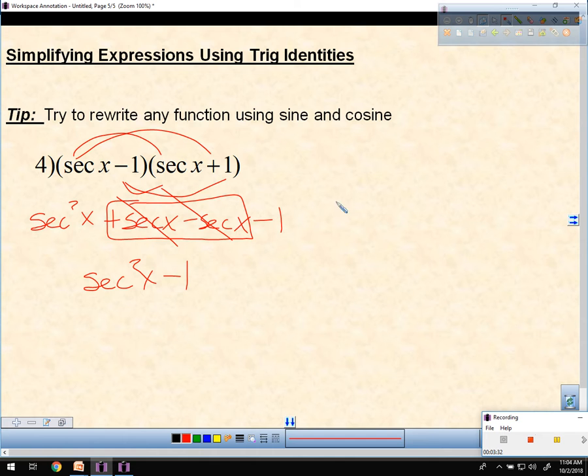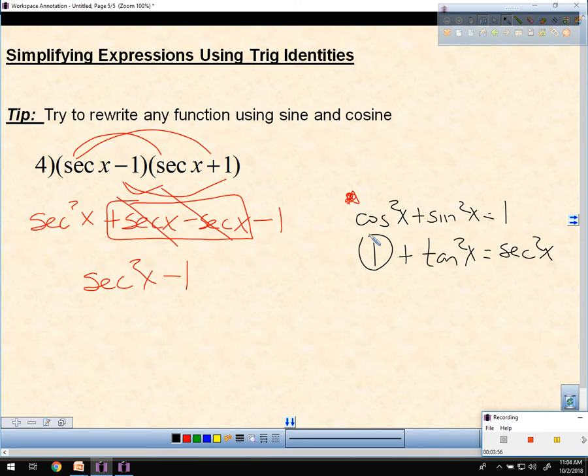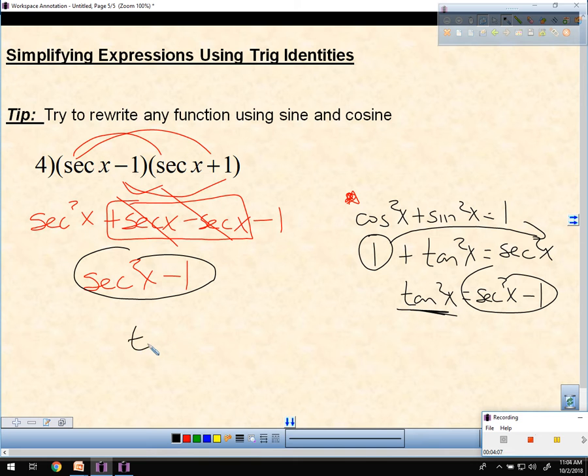I bet that's one of my Pythagorean identities. So I'm going to have to write this out. Cosine squared plus sine squared is equal to 1, which means that 1 plus tangent squared is equal to secant squared. That's one of your 3 Pythagorean identities. If I move this positive 1 over to the other side, I get tangent squared of x equals secant squared of x minus 1. Sure enough, that's what I have, and that's equal to tangent squared of x, which would be my answer for number 4.